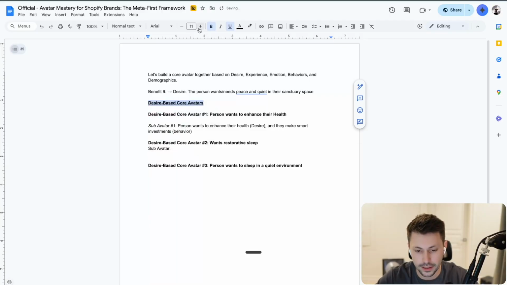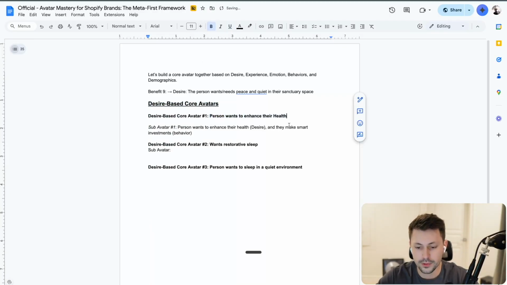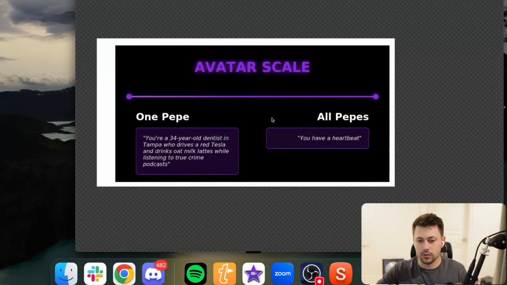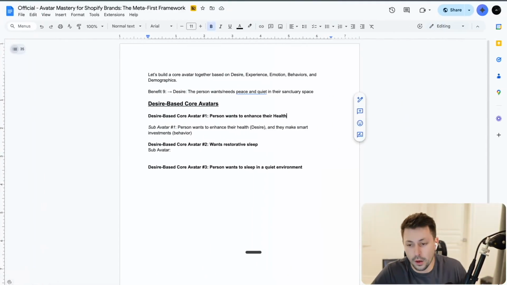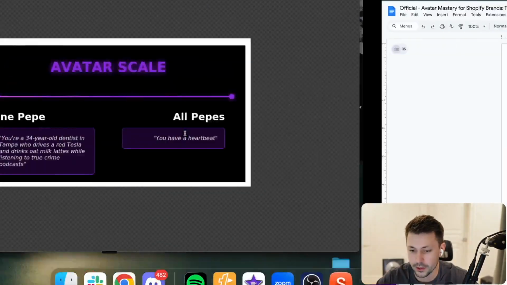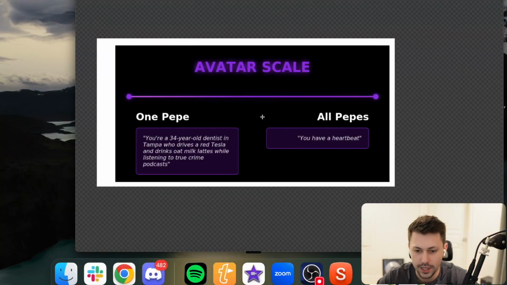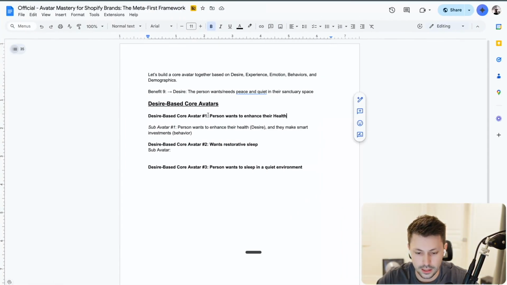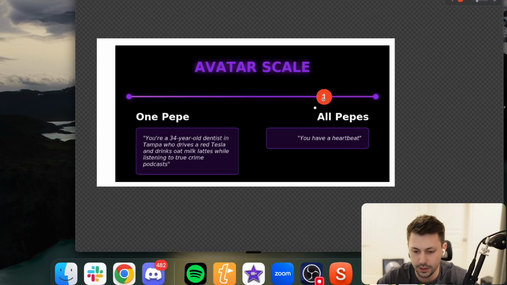So desire-based core avatars here. We have person wants to enhance their health. So how many people do you think want to enhance their health? You guys could just Google this stuff, take it with a grain of salt, but I'm just using common sense, guys. A lot of you guys know this stuff. So we don't need to overcomplicate or waste a bunch of time. I'm a big fan of going down rabbit holes, but sometimes it's an opportunity cost. And so the first one that we have, let's just say over here, is wants to enhance their health, right? That's our first one.